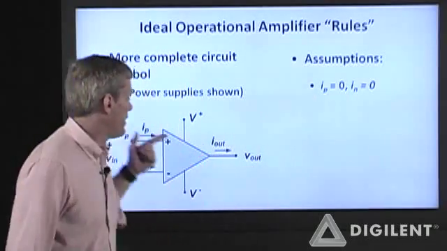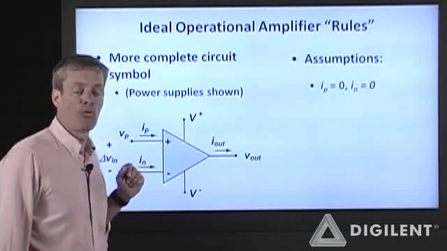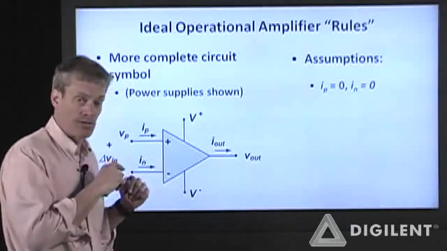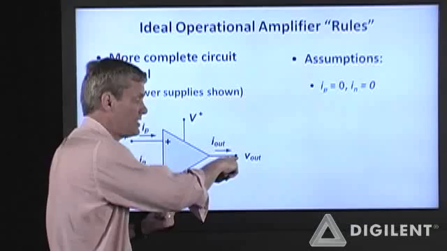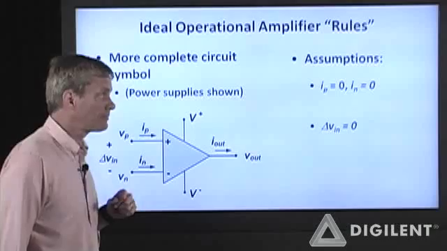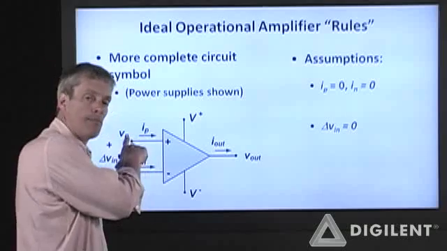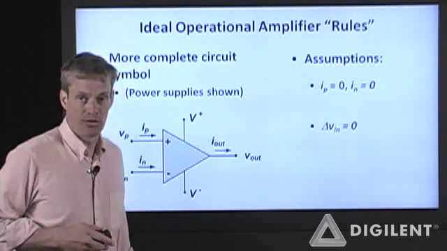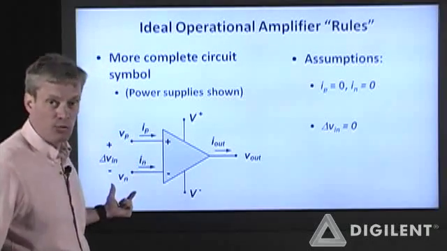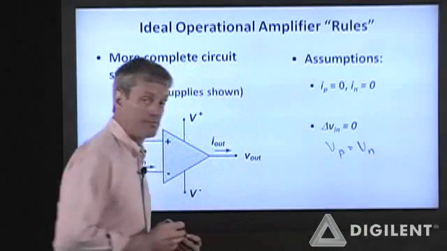We will assume that the current into the non-inverting and the inverting input terminals are both 0. This device is not accepting any power into these terminals. So any power that comes into the output comes from the power supplies that you've connected up here and here. We're also going to assume that the difference in voltage between the positive and negative terminals has to be 0. Therefore, V sub P is going to be equal to V sub N.